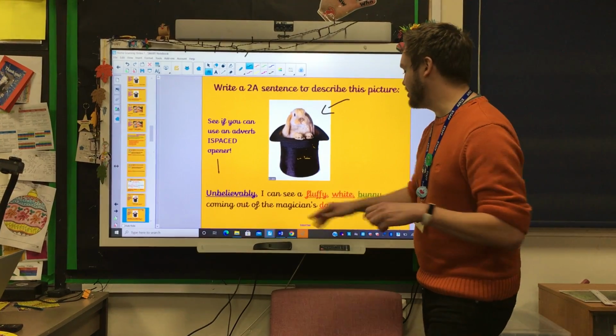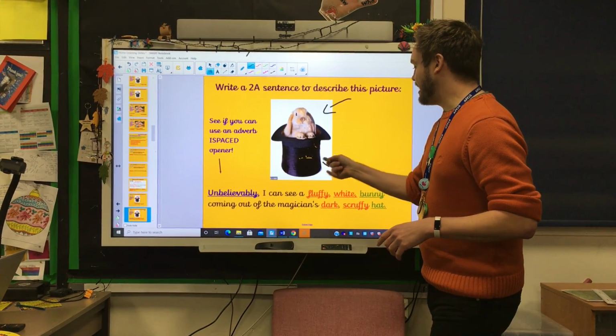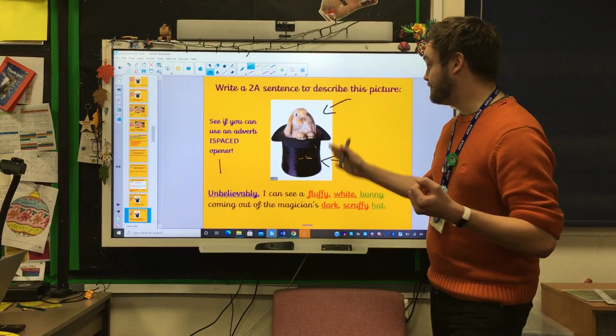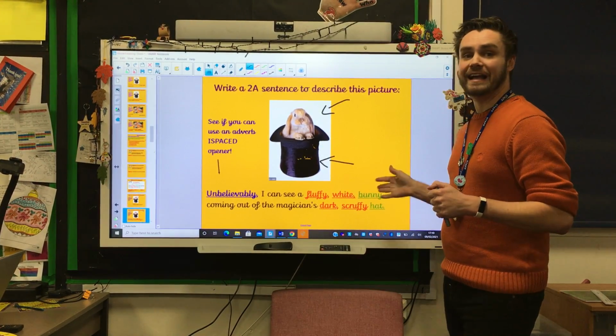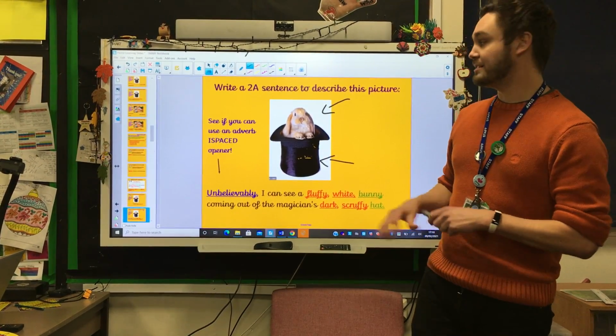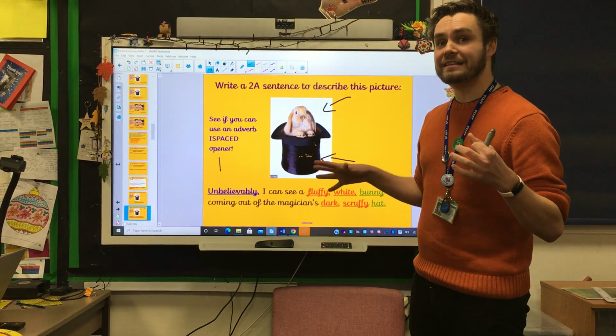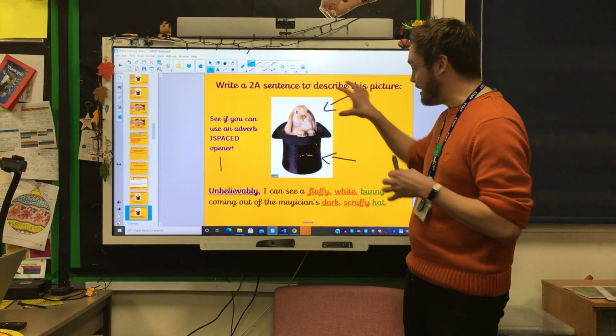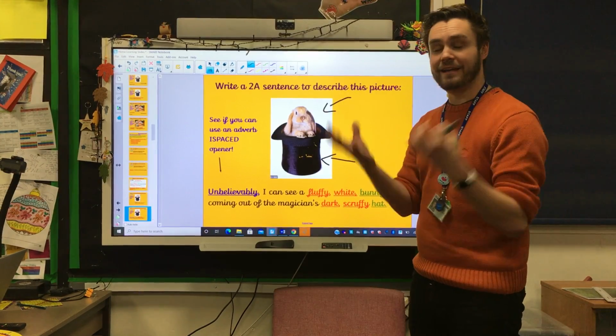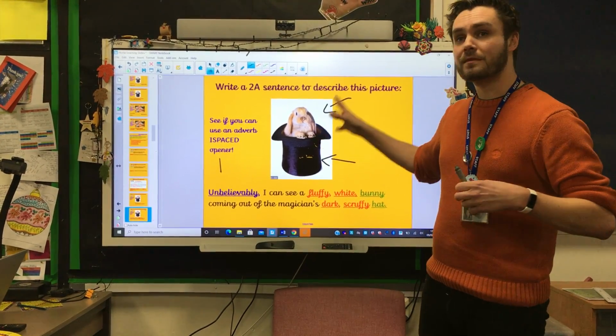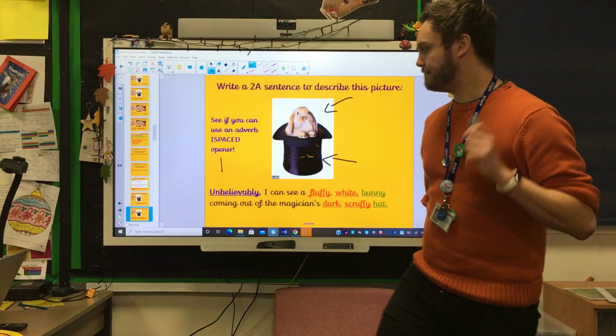And it's coming out of the magician's what? Well, I'm looking at identify the noun as being a hat, so I call it a dark, scruffy hat. That is how that would work. So it's really important with these two-noun sentences that you understand and pick out the two nouns, the two objects, places, things, or people in them, so you know exactly what you're talking about. Let's go again.